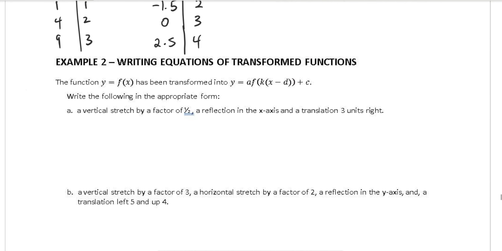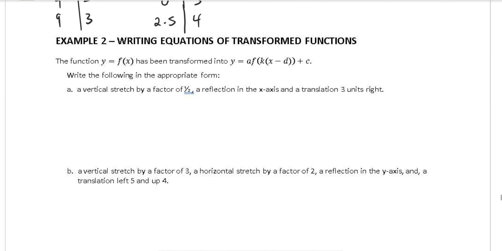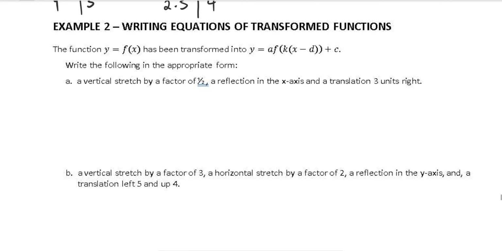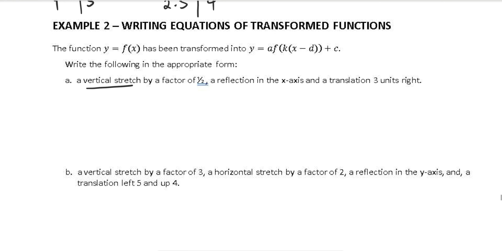Okay, so what if you're given descriptions and asked to write an equation? It's pretty simple. So here, write the equation. Vertical stretch by a factor of 1 over 2. So A is equal to 1 over 2. Reflection in the x-axis. So A is negative. So let's change this to A equals negative 1 over 2. And we have a translation 3 units to the right. So D is going to be 3. It's going to the right.